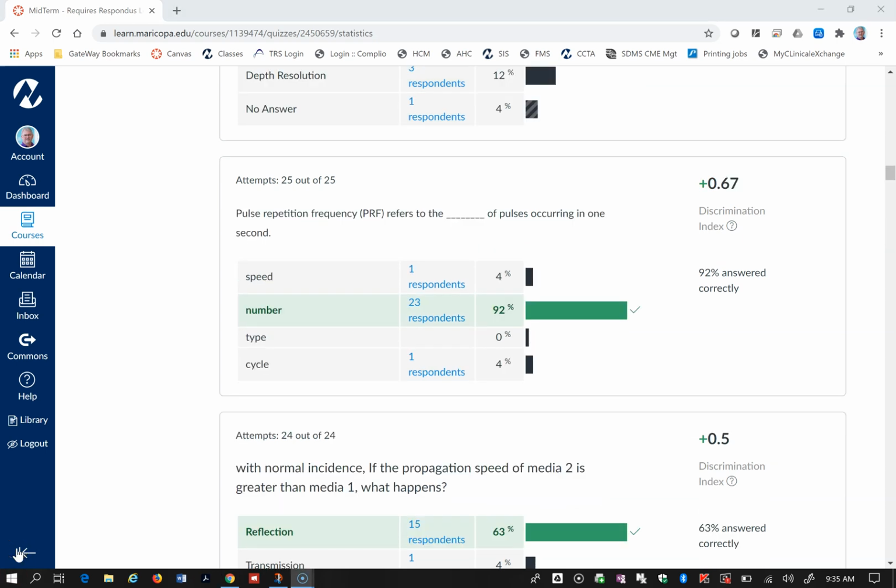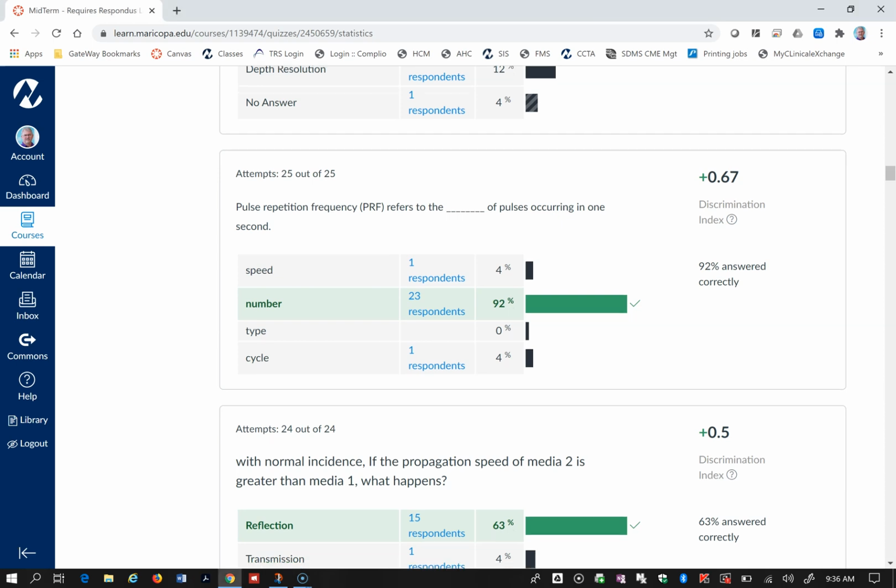Pulse repetition frequency, next question, refers to the number of pulses occurring in 1 second. So that's straight out of the book. Most of you got that right.